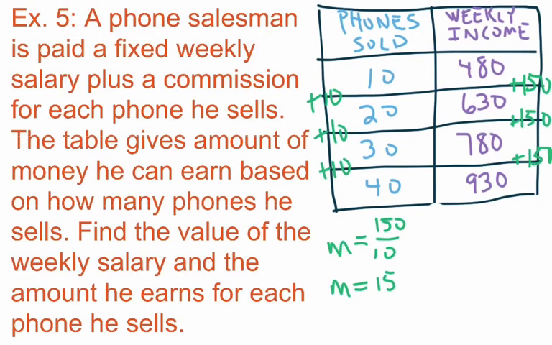So we still have to figure out our y-intercept for this problem. So that means we need to choose any point that we have in this table. I'm probably going to choose this point right here because it's got the smallest numbers. The number is closest to 0. So our point that we're going to use is going to be 10, 480. So we have our slope, which is 15, our point, which is 10, 480.